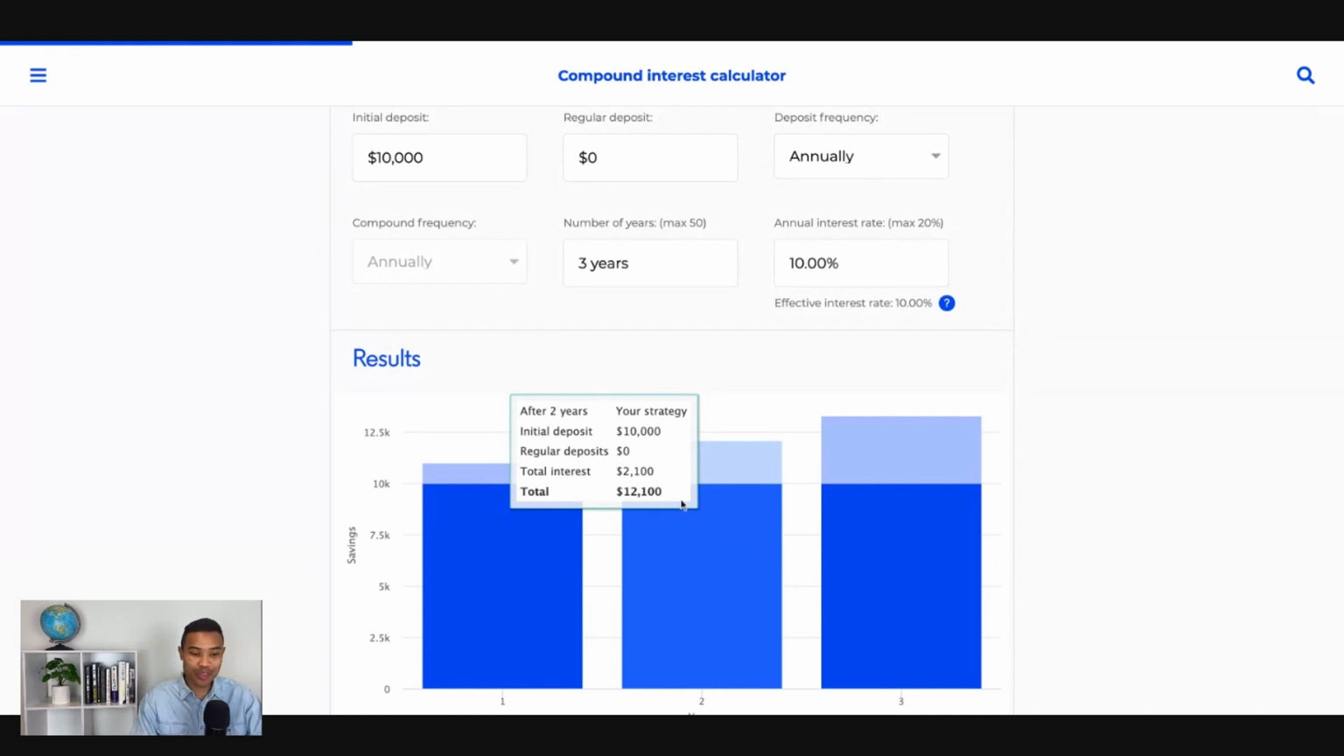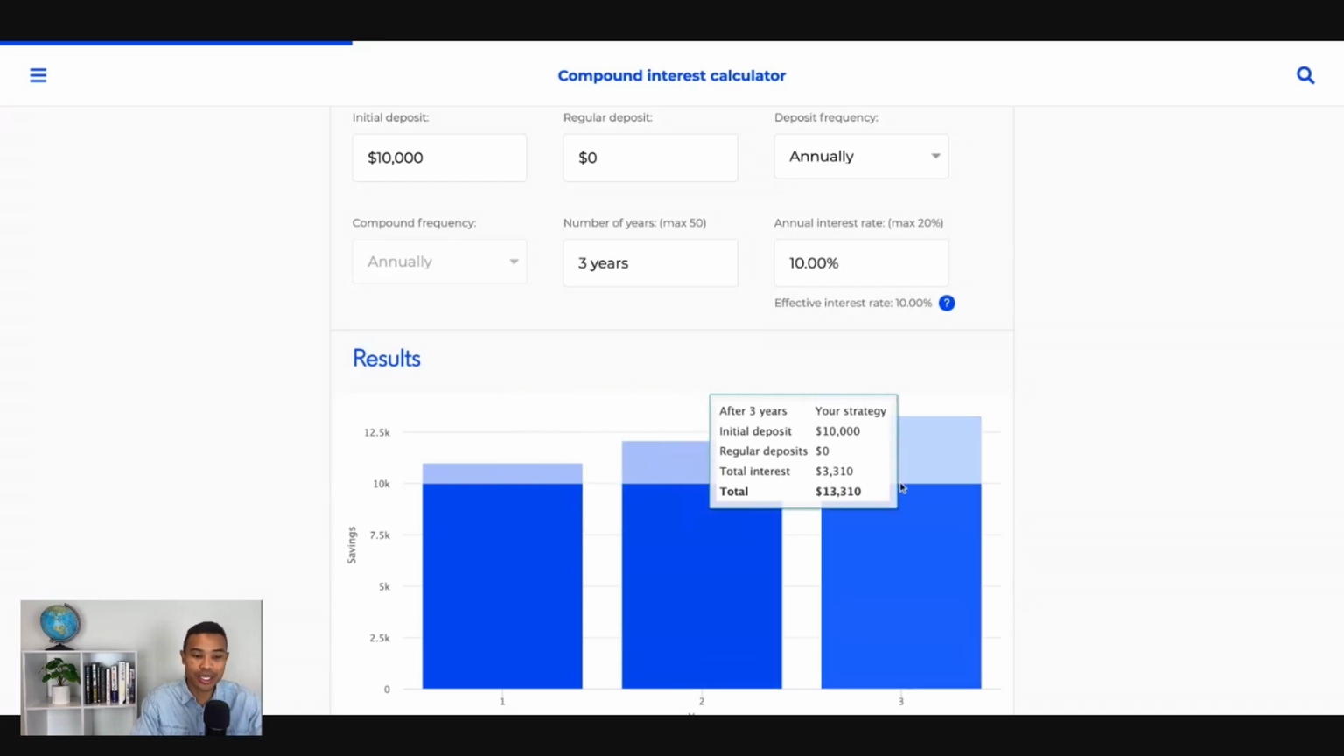$12,100. Then in the third year, rather than taking that money out, you're getting 10% of $12,100, which ends up being $1,210. And so that's then added to the interest. And this is where the compounding kicks in. And in total, you have $13,310. So you might be thinking, okay, that's great. You've got $310 extra. Maybe it's a bit more petrol money and you can pay off a couple of bills. But is it really moving the dial?